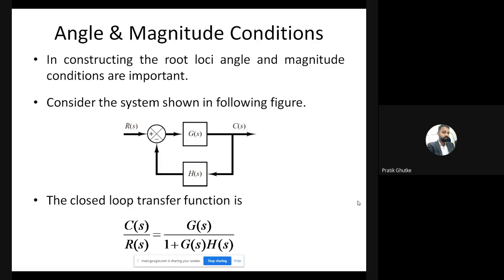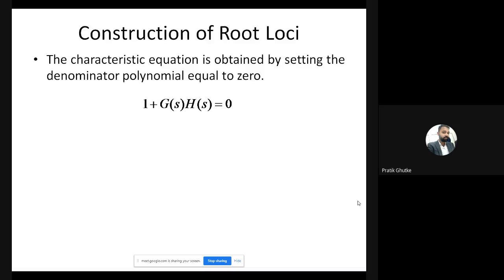So this is the closed loop transfer function of my system. C of S by R of S equals G of S divided by 1 plus G of S into H of S. Why is this plus sign coming? Because H of S has negative feedback. If there were positive feedback, where H of S meets the same point with a positive sign, then the transfer function would be G of S divided by 1 minus G of S into H of S.